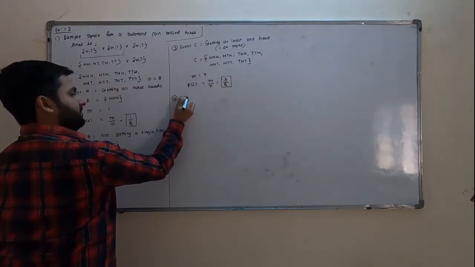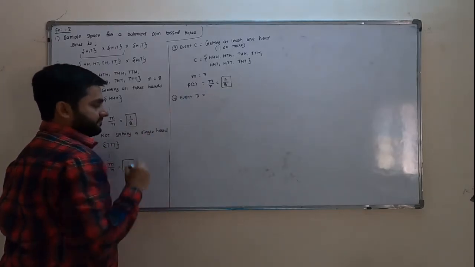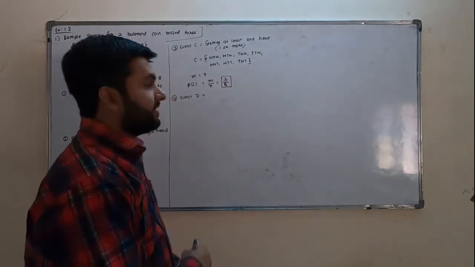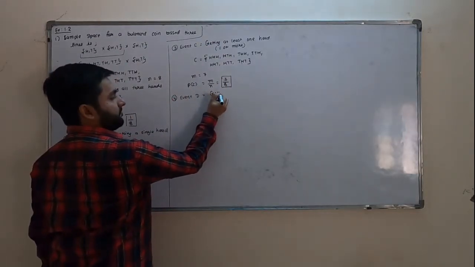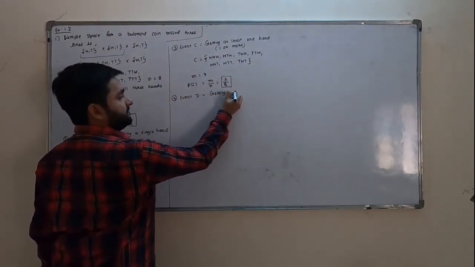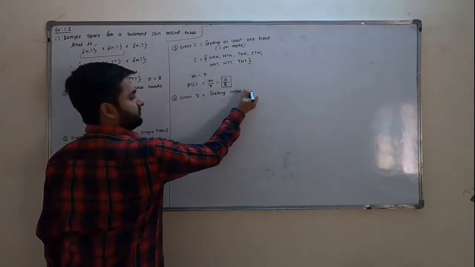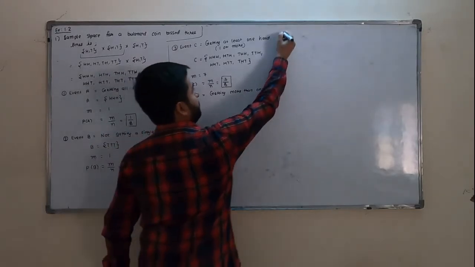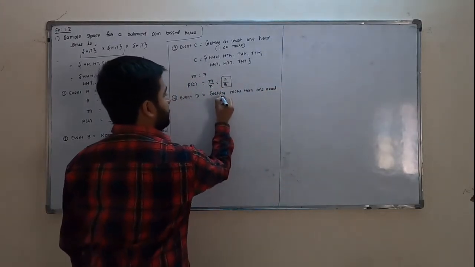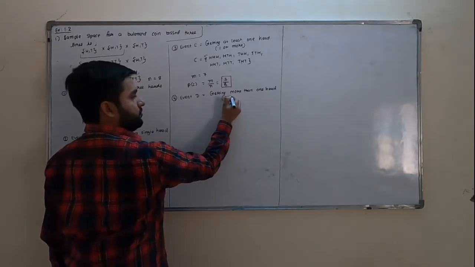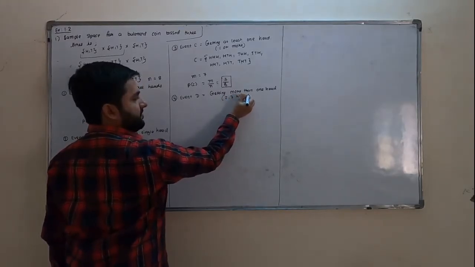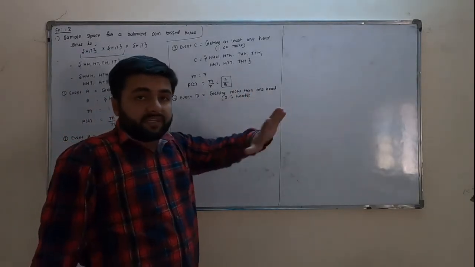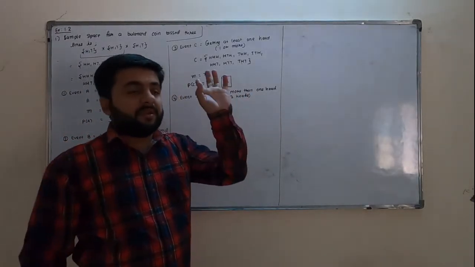Number 4, event D. Now what is event for D? Fourth one, getting more than one head. What do you mean by more than one? 2, 3 heads. Because maximum there are only 3 heads. We need more than one. So 1 is not acceptable, more than 1.